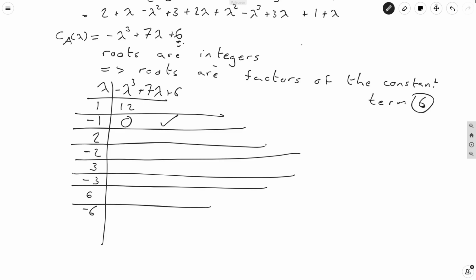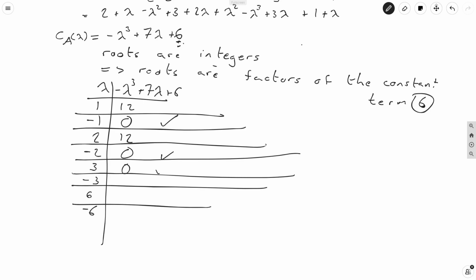Let's try lambda equals 2. We get minus 8 plus 14 plus 6. That's 12 again, so not a root. Minus 2 will get us 8 minus 14 plus 6, which is a root, actually. So lambda equals minus 2 is a root. Lambda equals 3 will get us minus 27 plus 21 plus 6. So that is indeed, again, 0.